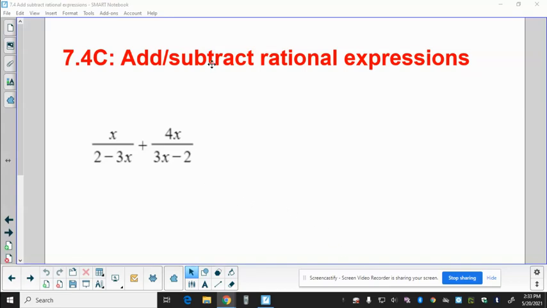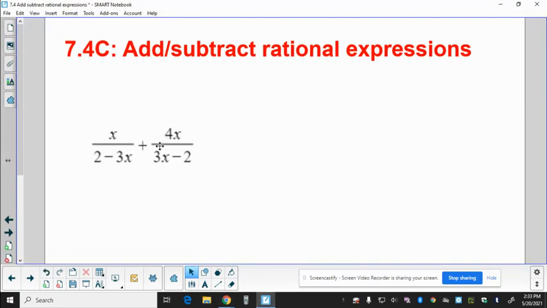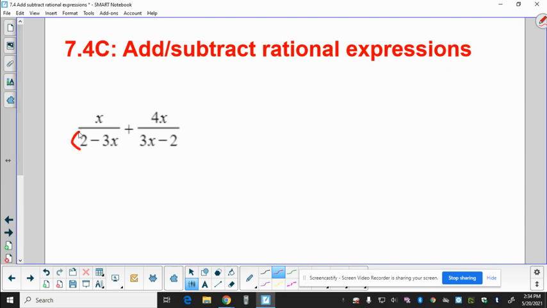Today we are going to continue with our addition and subtraction, and we're going to have to utilize some of our more advanced factoring techniques. So let's start off with this first problem, and let's analyze these denominators. And what I'm seeing is that they are very, very similar to one another. So I think what I'm going to do is factor this one.